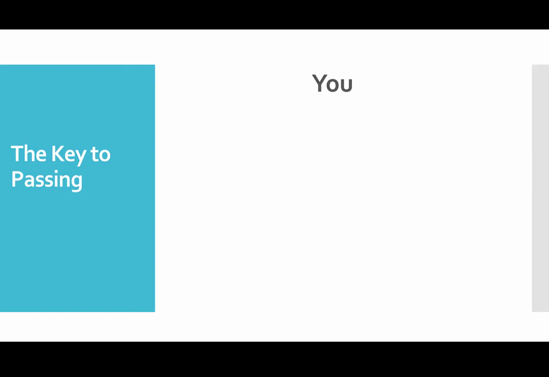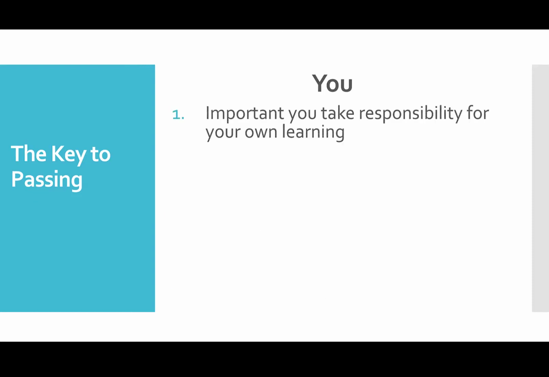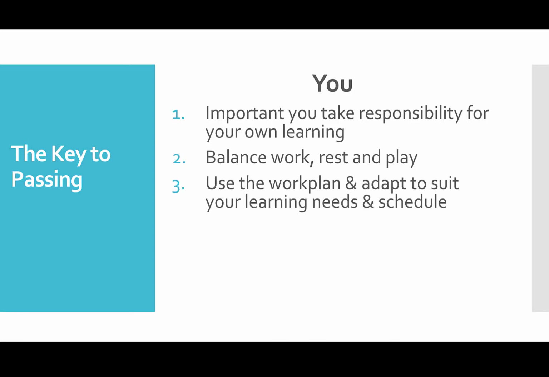The next key to passing is you. It's important you take responsibility for your own learning. You need to balance work, rest and play. You must use that work plan, adapt it to suit your learning needs and schedule. If you've got 7 weeks, then you may only have to do 2 sessions a week. But if you're only doing it in 4, then you're going to need to do 4 sessions a week. So you need to really focus on what time you have, and how quickly you can get through the work.